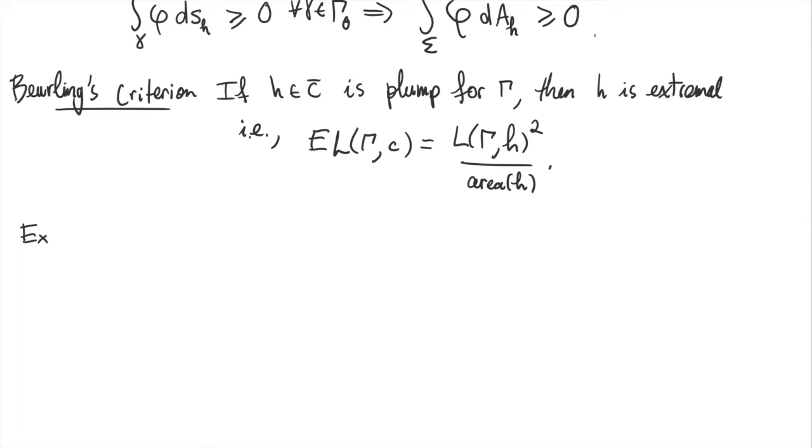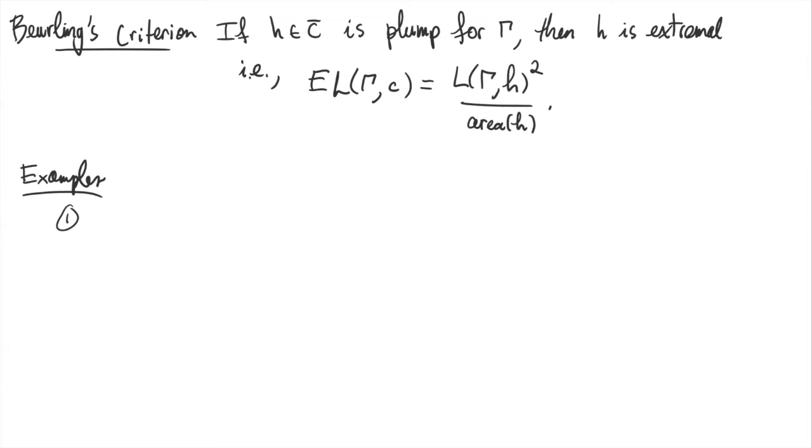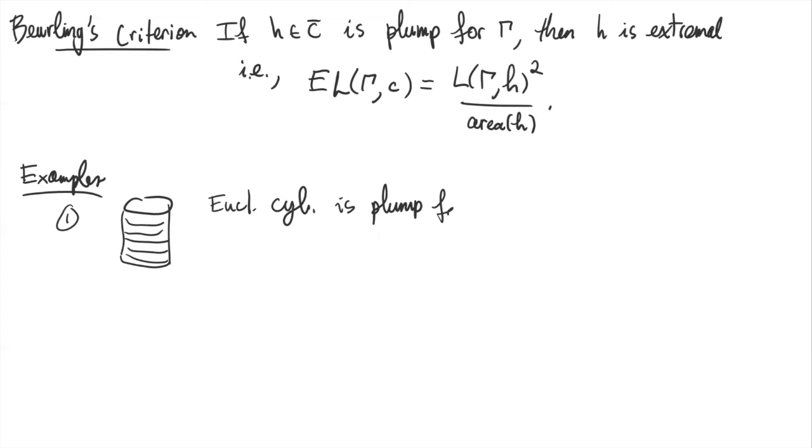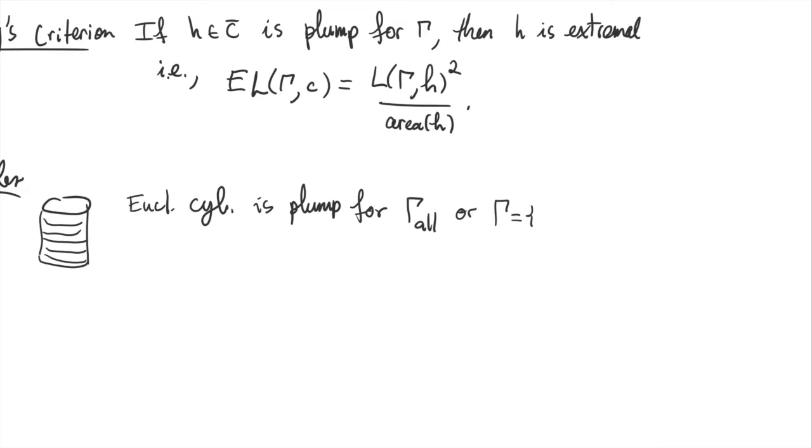Okay, so what are examples of this? So one first example, I think it goes back to Groch. So it says that if you have a Euclidean cylinder, and excuse my drawing skills, so this is meant to be a straight Euclidean cylinder, then this is plump with respect to, let's say, the set of all non-contractible curves in the cylinder. So those that wrap at least once around the cylinder, or you could just restrict yourself to the curves that wrap once.